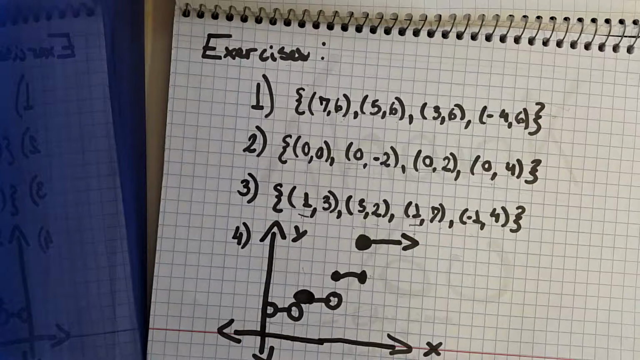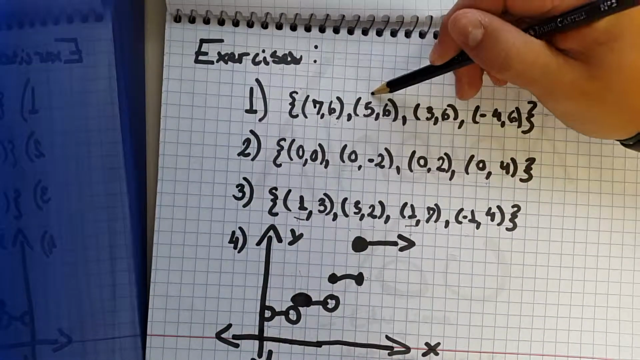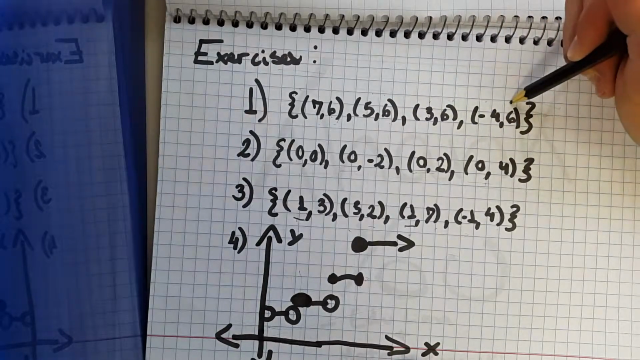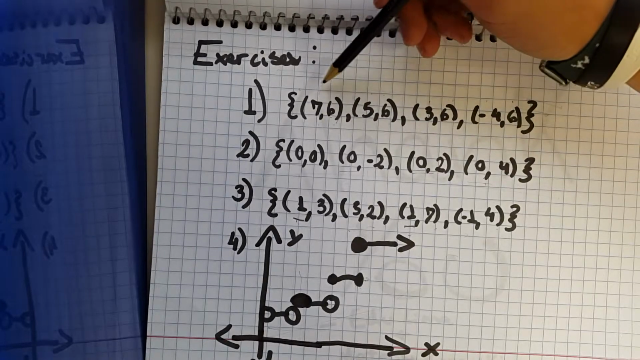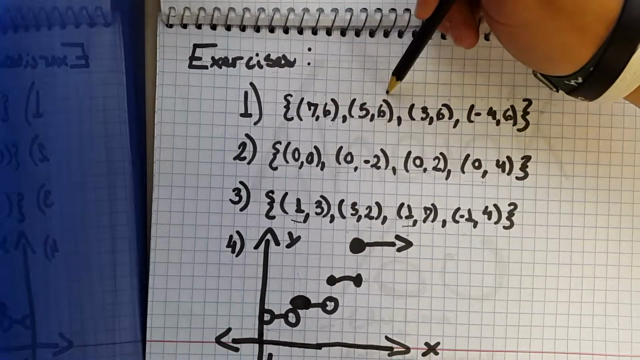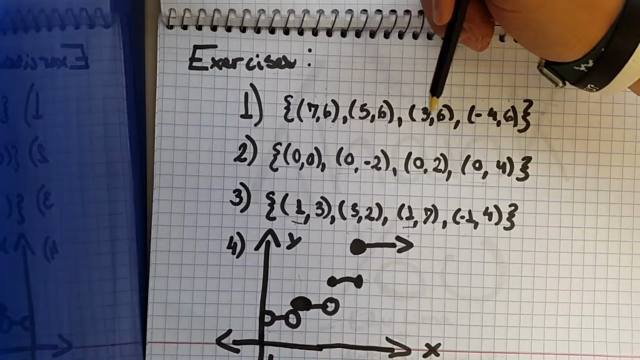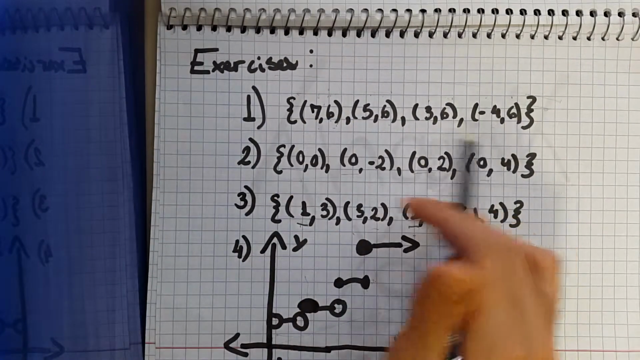So the first one, we have the points (7, 6), (5, 6), (3, 6), (-4, 6). As you can see, this is a function, as each x will have only one y output. The y outputs can be repeated. Yes, this would be a horizontal line.